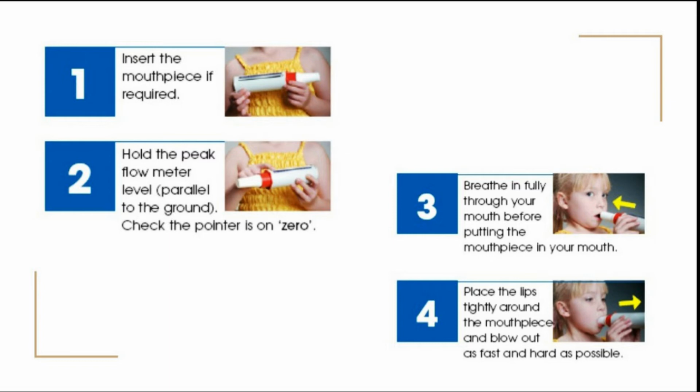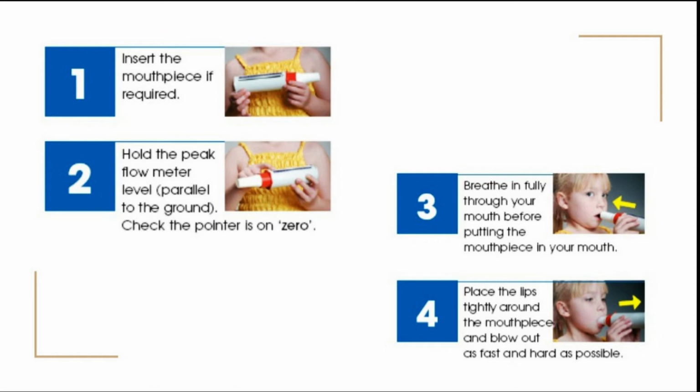First, you must insert the mouthpiece and make sure that it is clean. Once it is connected, you must hold the peak flow meter level, parallel to the ground, and ensure that the marker or pointer is at 0. And then breathe in fully through your mouth before putting the mouthpiece in your mouth.